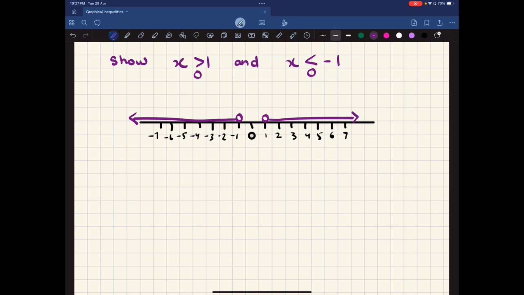Here, the only thing that you need to keep in mind is that hollow circles are for strict inequalities, while solid circles are for inclusive inequalities. Okay, now let's see how we can algebraically solve linear inequalities.